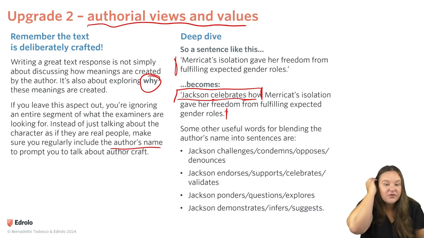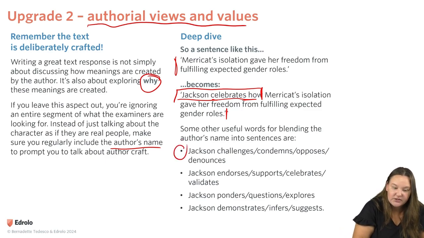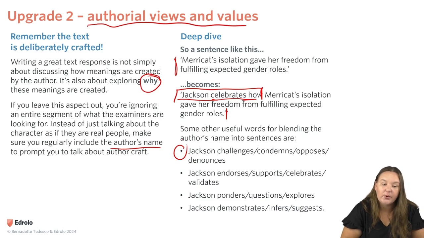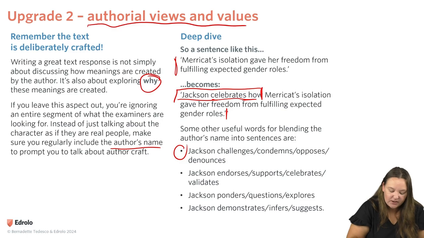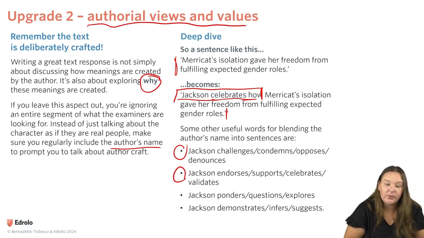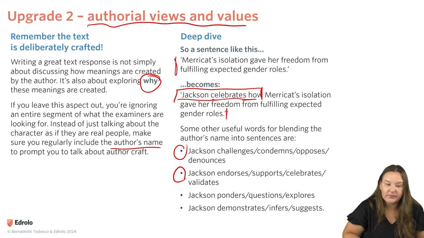Some other useful words for blending the author's name into a sentence include: Jackson challenges, condemns, opposes, denounces. These all indicate that Jackson is critical of something that's happened. Jackson endorses, supports, celebrates, validates. These are all suggestions that Jackson supports or is happy about a development in the text. She's happy about what that development shows about society.